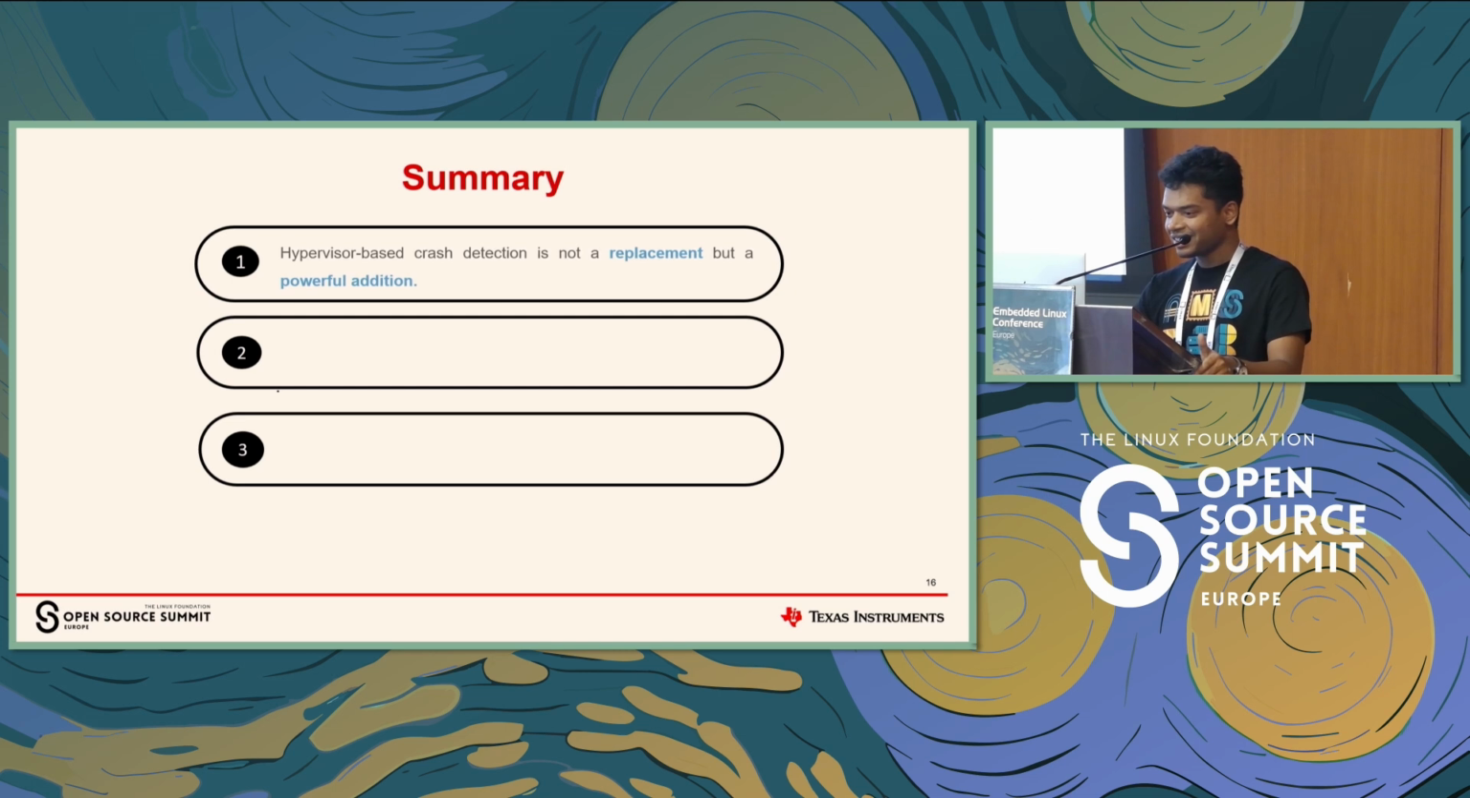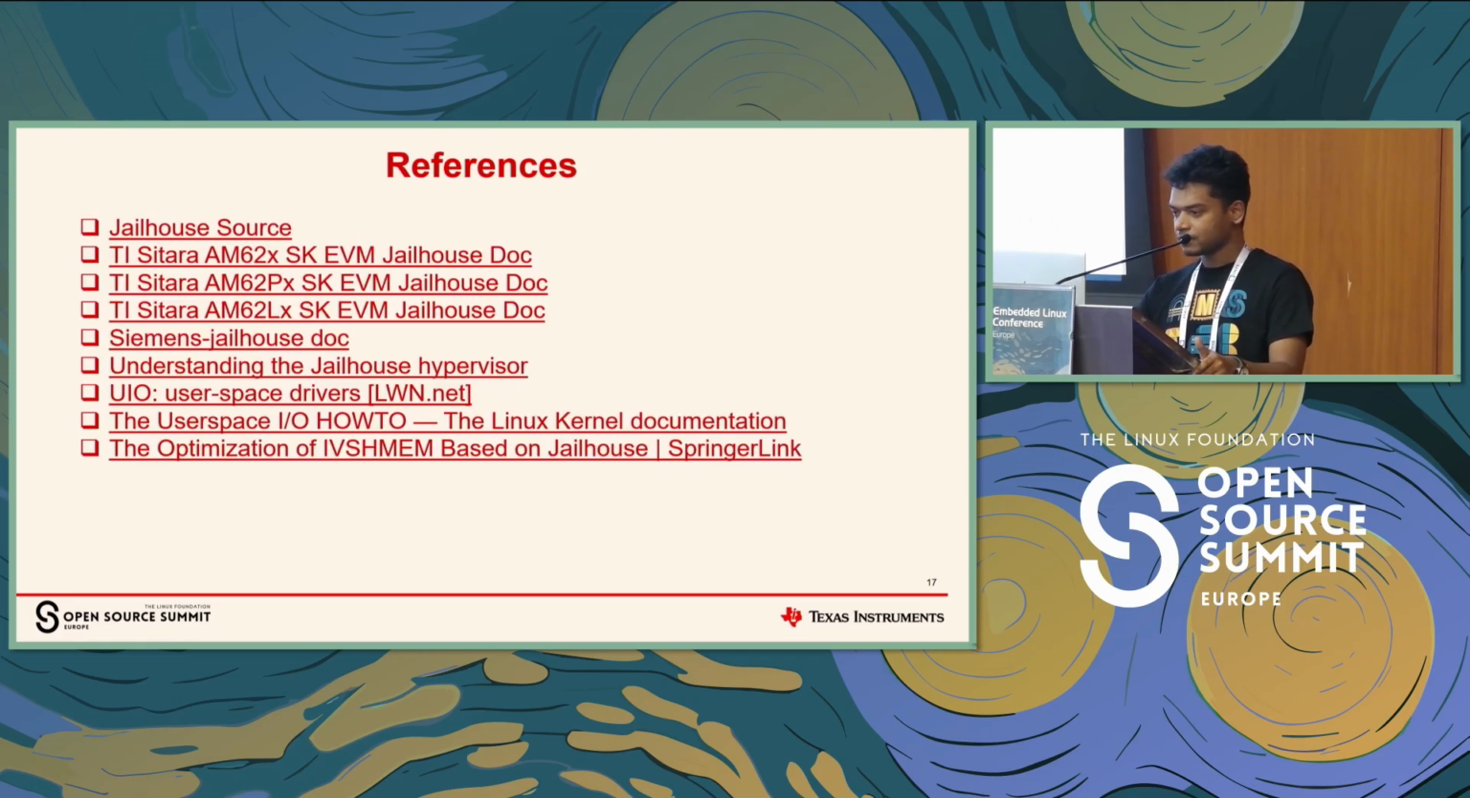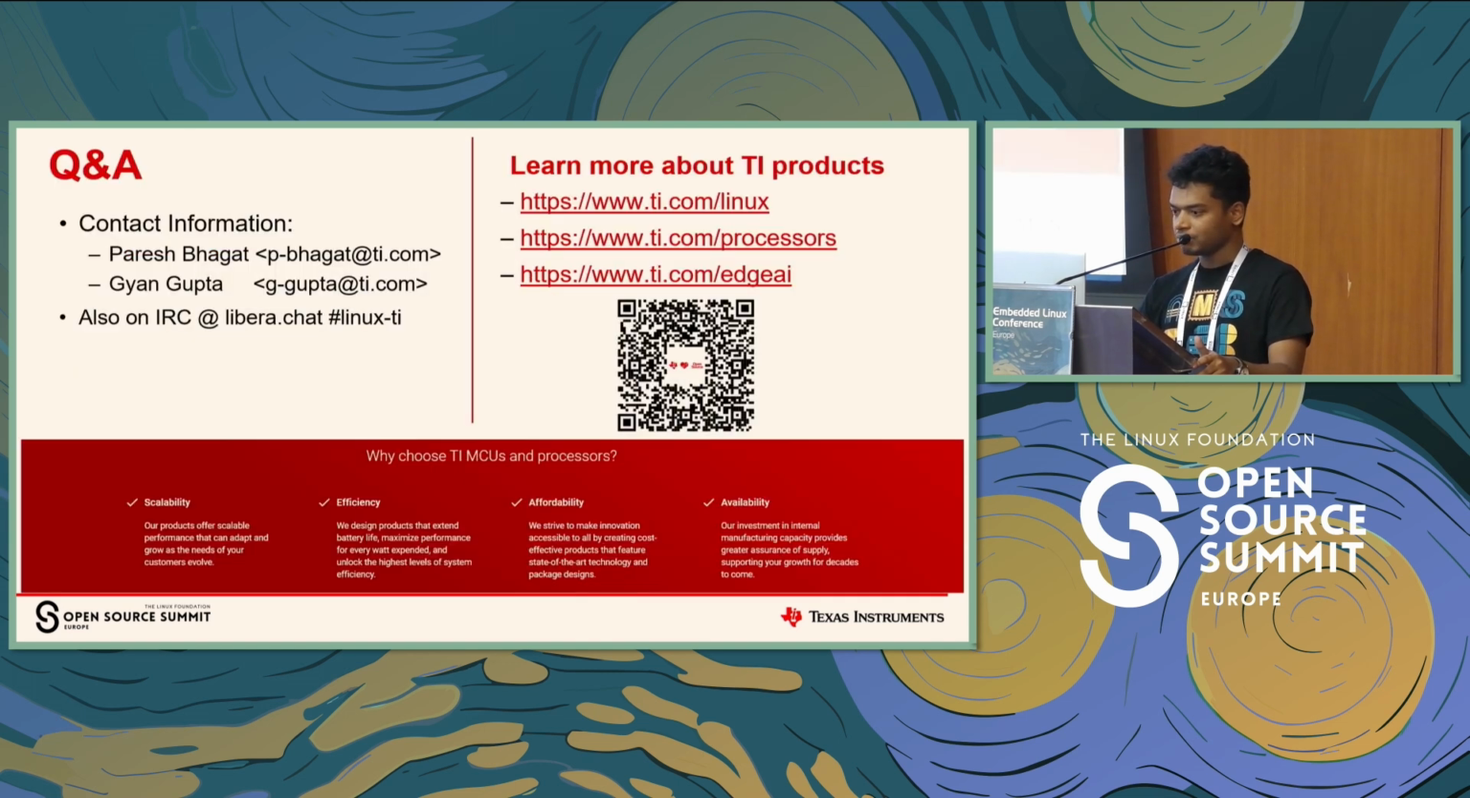So, summary. Hypervisor-based crash detection is not a replacement, I would say. It's just a powerful addition, because it offers strict isolation between different domains, and you can recover specific parts of the system. It's not just about recovery of the whole cell. You can write an application which can detect a specific part of the inmate and not the whole system. So it offers you fine-grained control over the inmate. These are some of the references I've added for this paper. Any feedback, any comments?